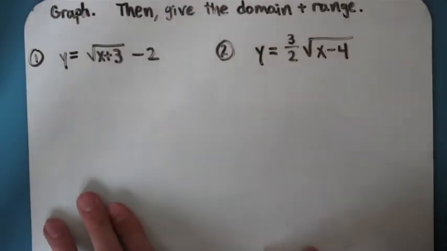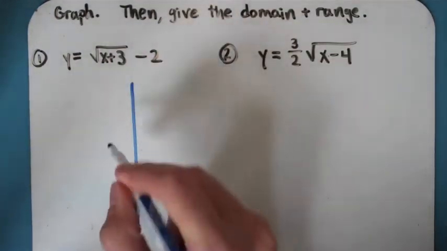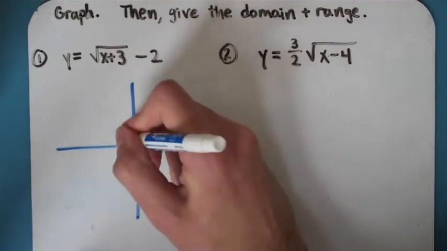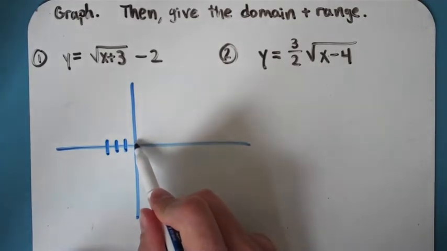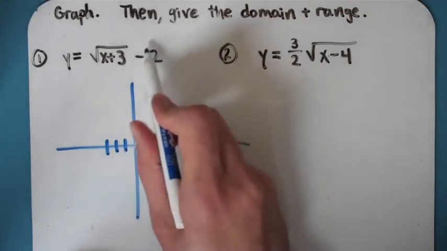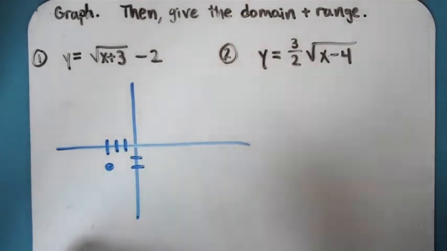So this is going to use the rules we've been practicing all year long. If we look at this, there is a plus 3 on the inside of my graph. A plus 3 on the inside moves you left 3. So that starting point that was at 0 is now going to go left 3, and a minus 2 moves you down 2. So I go left 3 and down 2.